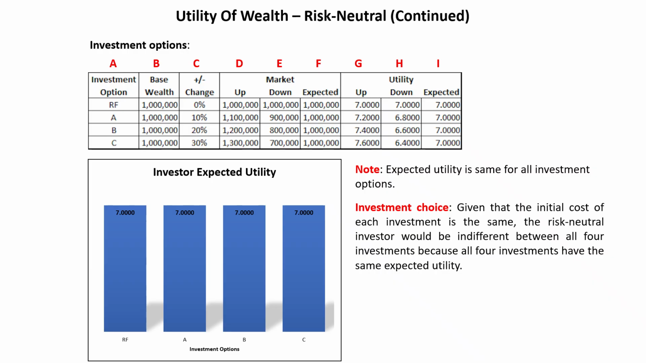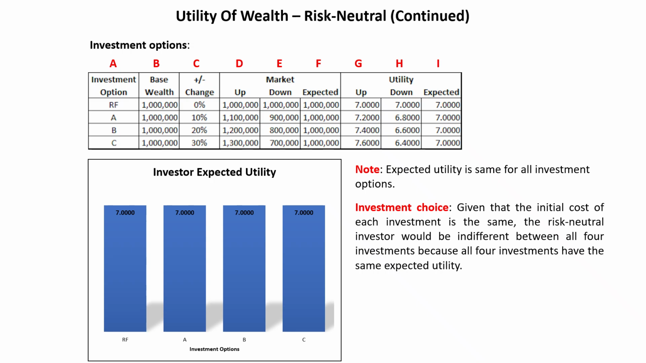Now our base wealth in column B is the same. We all start out with $1 million. Column C is a dispersion, and we have 0% dispersion for the risk-free investment, 10% for the A, 20% for the B, 30% for the C, and we'll see how that plays in.